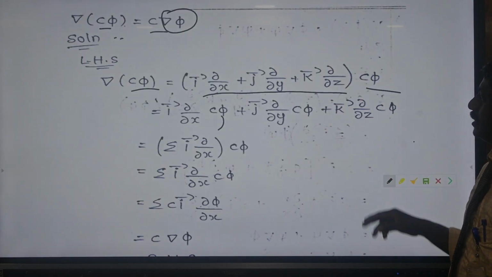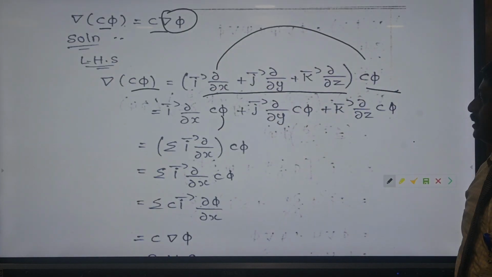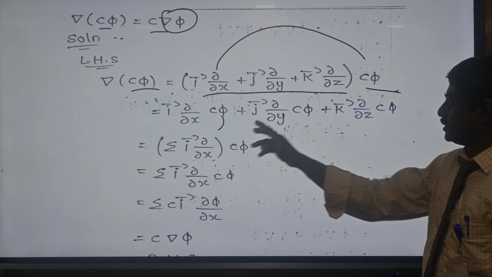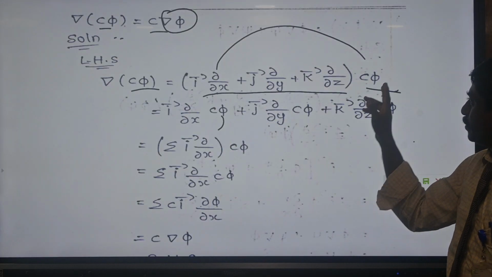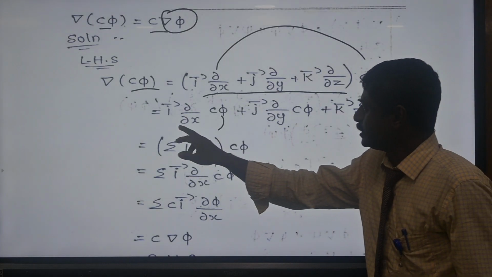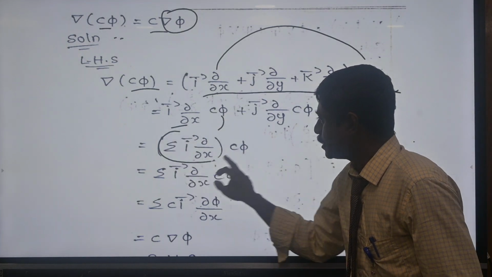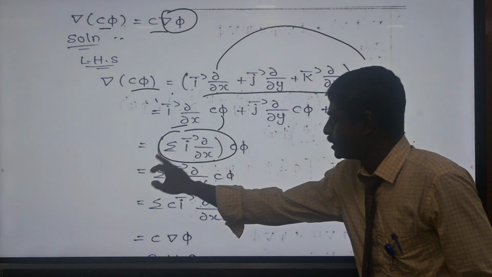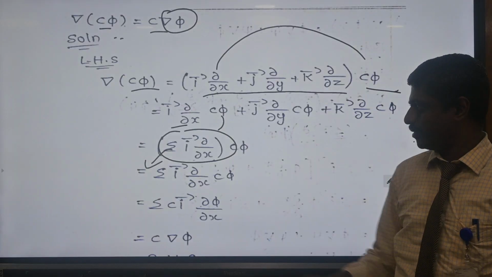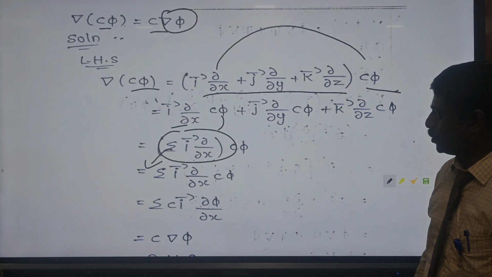Now write c pi, and just multiply each and every term. i vector dou by dou x into c pi, similarly j dou by dou y into c pi, k dou by dou z into c pi. This is simply consolidated and written as a summation. Summation means including j vector, k vector. In short, we can write it as summation of i vector dou by dou x.